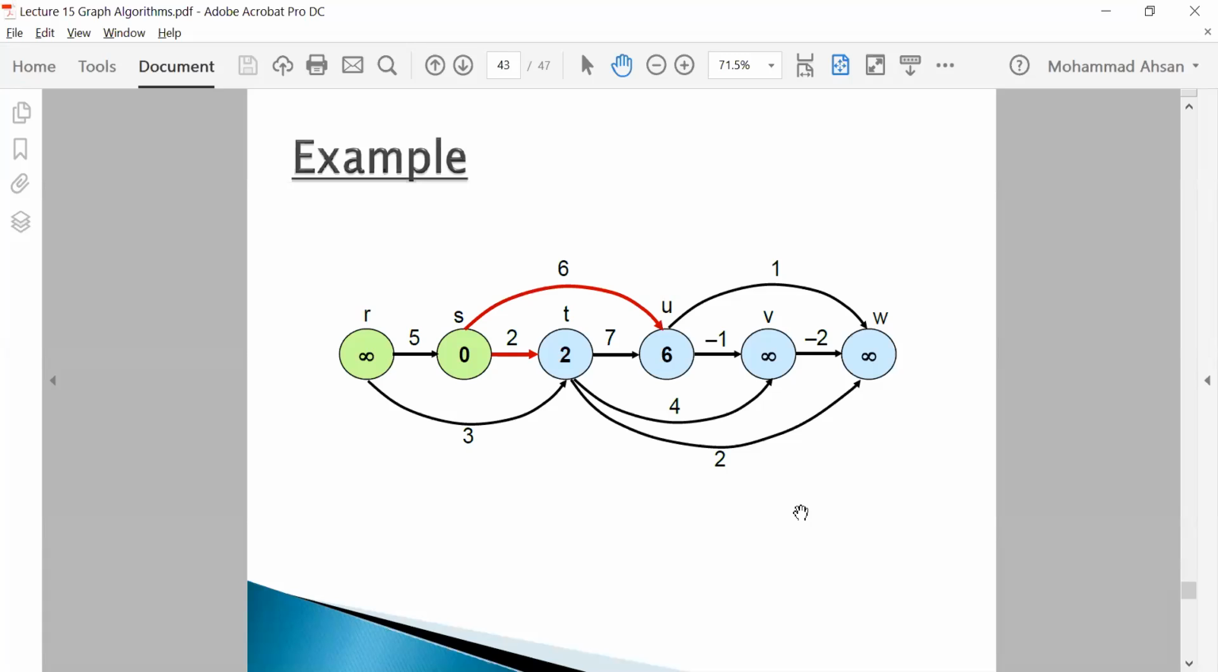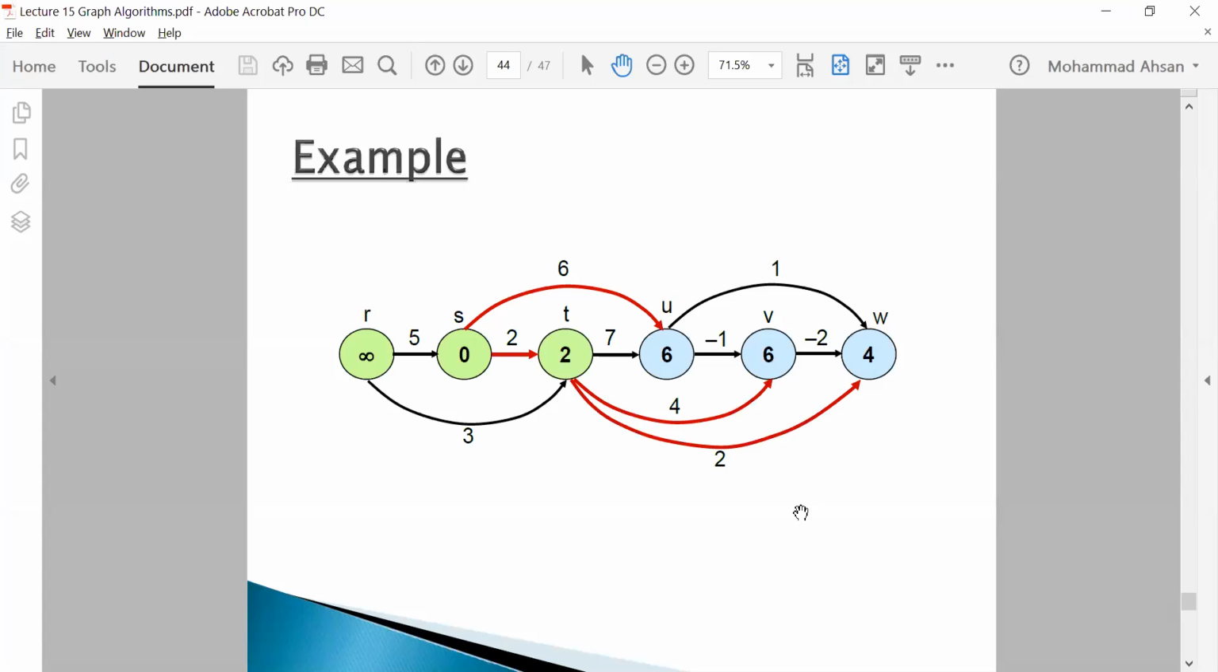Now we are at S. The distance is 0 for S. There are only two outgoing edges. So you will use distance of S plus the weight of the edge. In case of ST, it is 0 plus 2. In case of SU, it is 0 plus 6. And you have updated the distance for T and U.